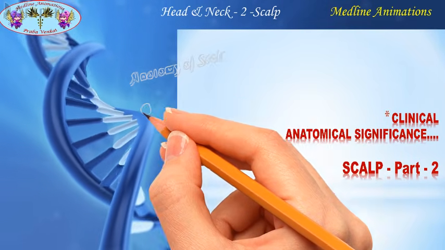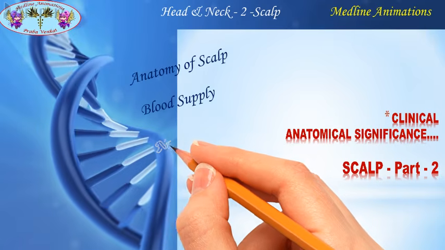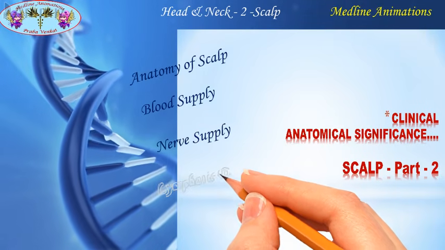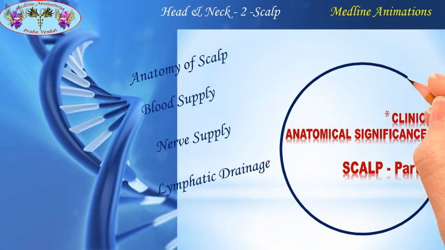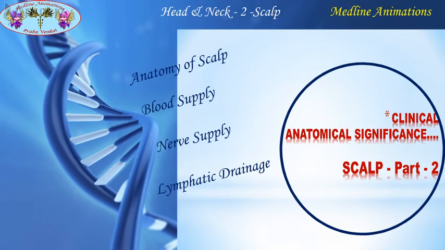With this, we completed the gross anatomy, blood supply, nerve supply, and lymphatic drainage of scalp. The clinical anatomical significance of scalp will be discussed as Scalp Part 2 in the next session.